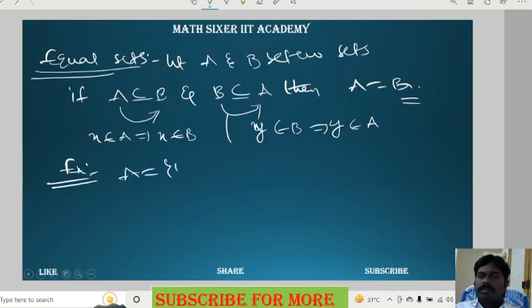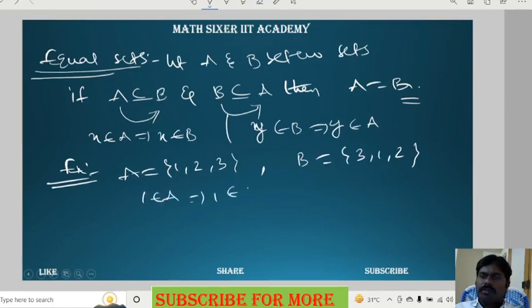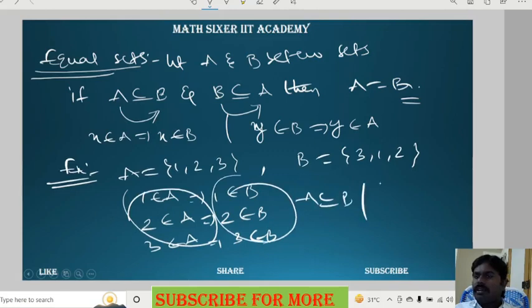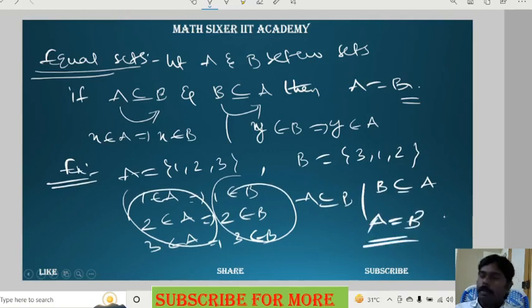Suppose I am taking A = {1, 2, 3} and B = {3, 1, 2}. Okay, so now each and every element: 1 belongs to A, and the same 1 also belongs to B. 2 belongs to A and 2 belongs to B also, and 3 belongs to A and 3 belongs to B. So every element of set A is an element of B, so we can say A is a subset of B, and similarly you will get B is a subset of A. So hence we can declare that these two are equal sets. That means A is equal to B. Okay, so this is about equal sets.